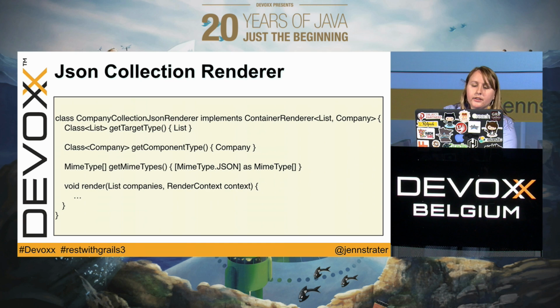Let's see. The other way to do this, so that was for a single company, like when you're doing your show, your get on an ID. If on the root, when you have a container or a collection, you can customize that too. So you have to specify the target and what type of component it should look for, as well as the MIME types again. From there, you can render it however you want, remembering that that is a list instead of just a single.